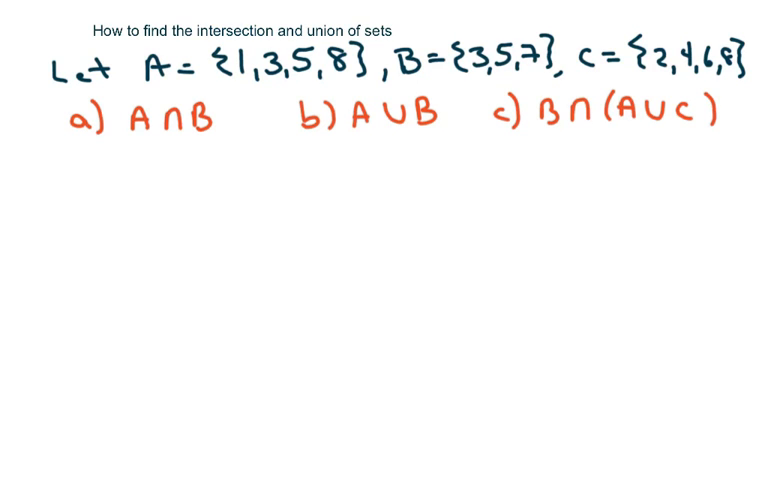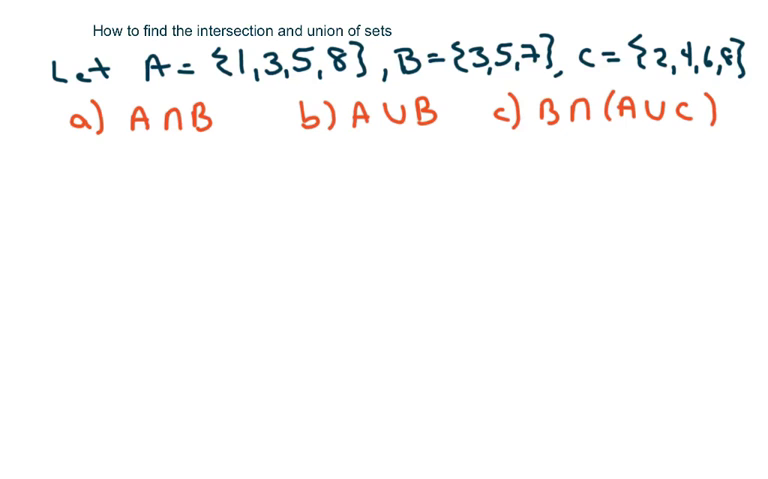Hi everyone, we're going to just find intersection and union of sets and get used to the notation of how you would do that. The next video we're going to involve more universal sets and complements of sets and do basically the same thing but a little harder.